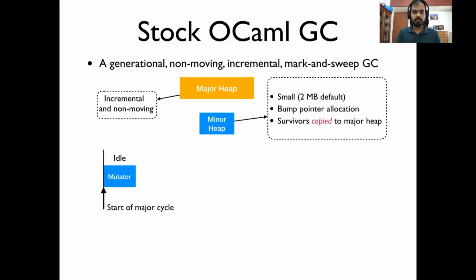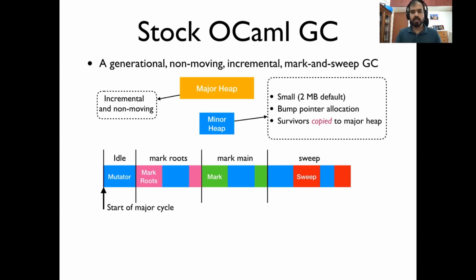At the start of a major cycle, there is a small idle phase, after which the roots are incrementally marked, followed by incrementally marking the rest of the heap. And once the marking is done, any unreachable objects are incrementally swept. And at the end of sweeping, we come to the end of a major cycle.